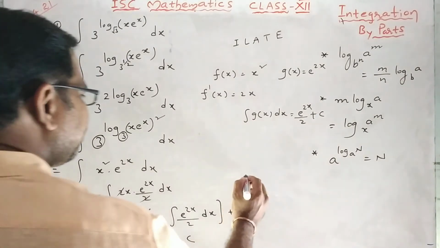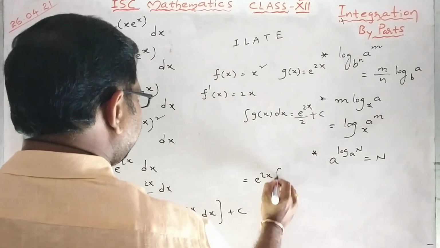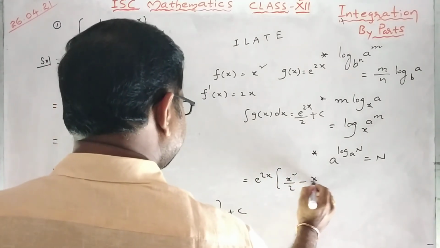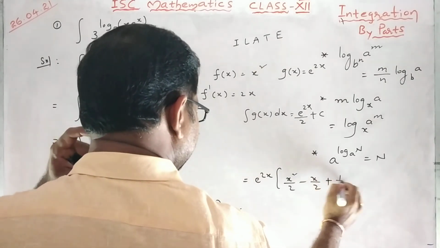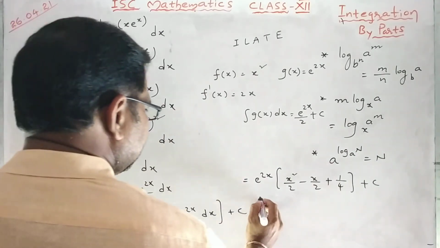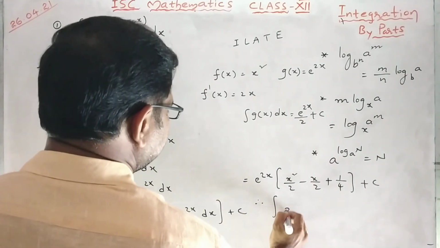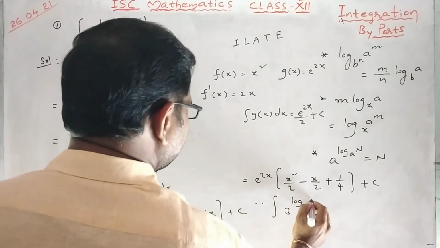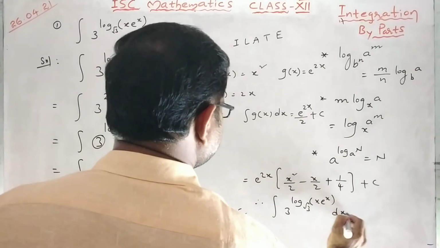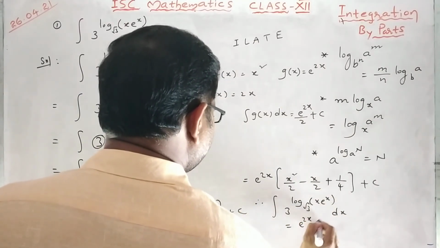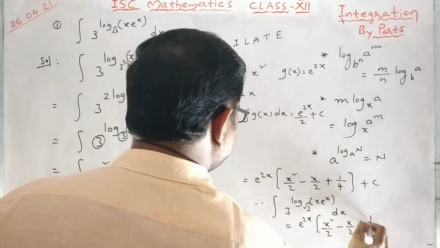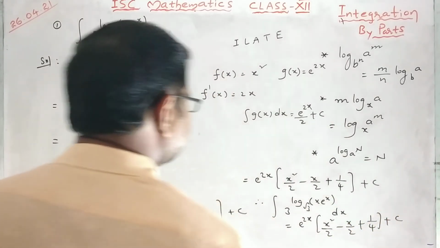We can take e power 2x common. If you take e power 2x common, x square by 2 minus x by 2 plus 1 by 4 plus c, so that is the final answer. Therefore, integral 3 to the power log x e power x to the base root 3 dx equal to e power 2x times x square by 2 minus x by 2 plus 1 by 4, plus c.